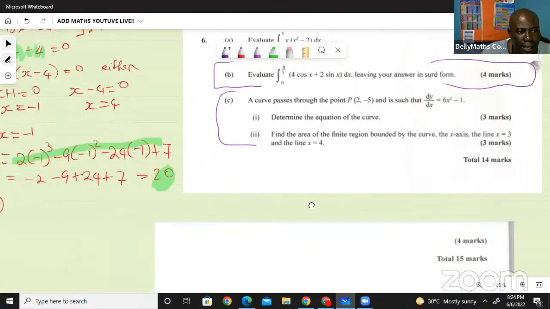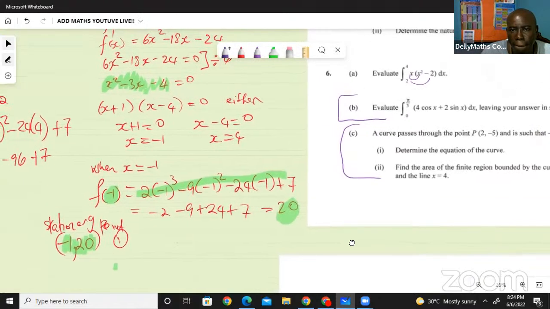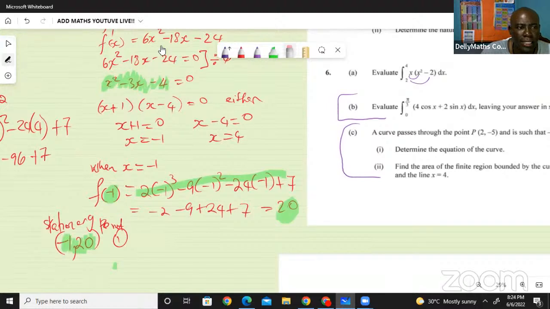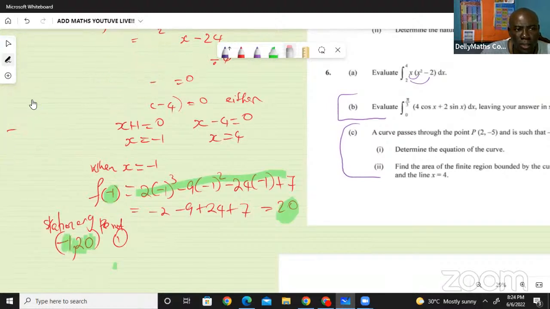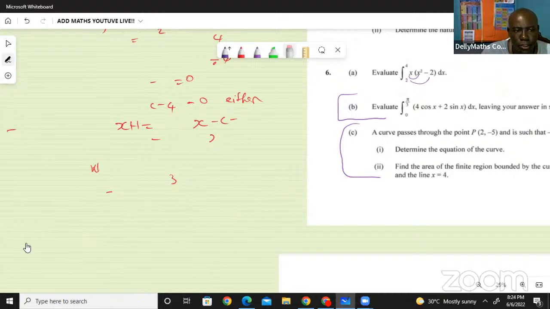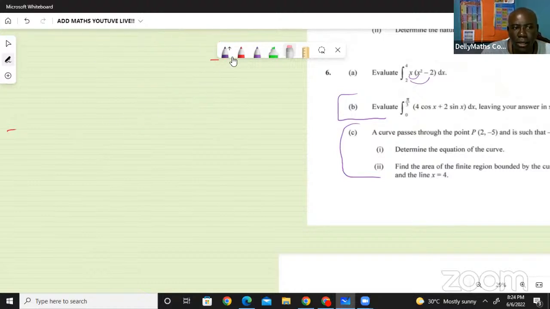So let me come over this side. Leaving your answer in third. Oh, we're going to leave our answer in third. I think this one is a nice one that we need to try. We're still integrating, but they want the answer to be left a certain way, which means we're going to have to come up with some stuff. So let us go quickly here.